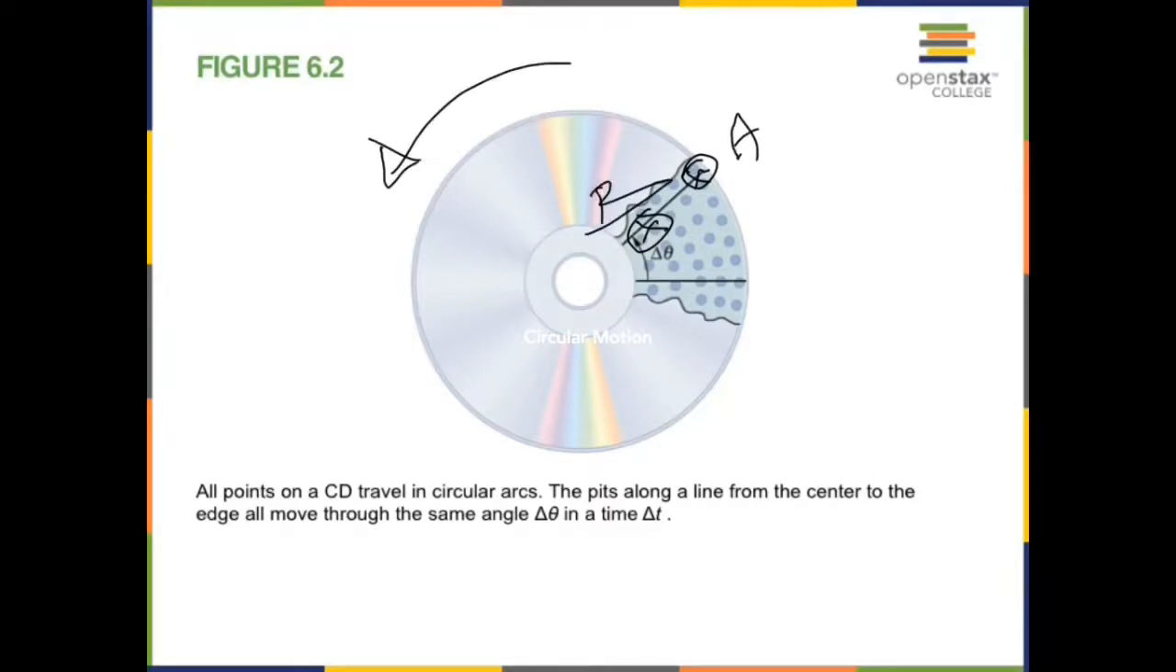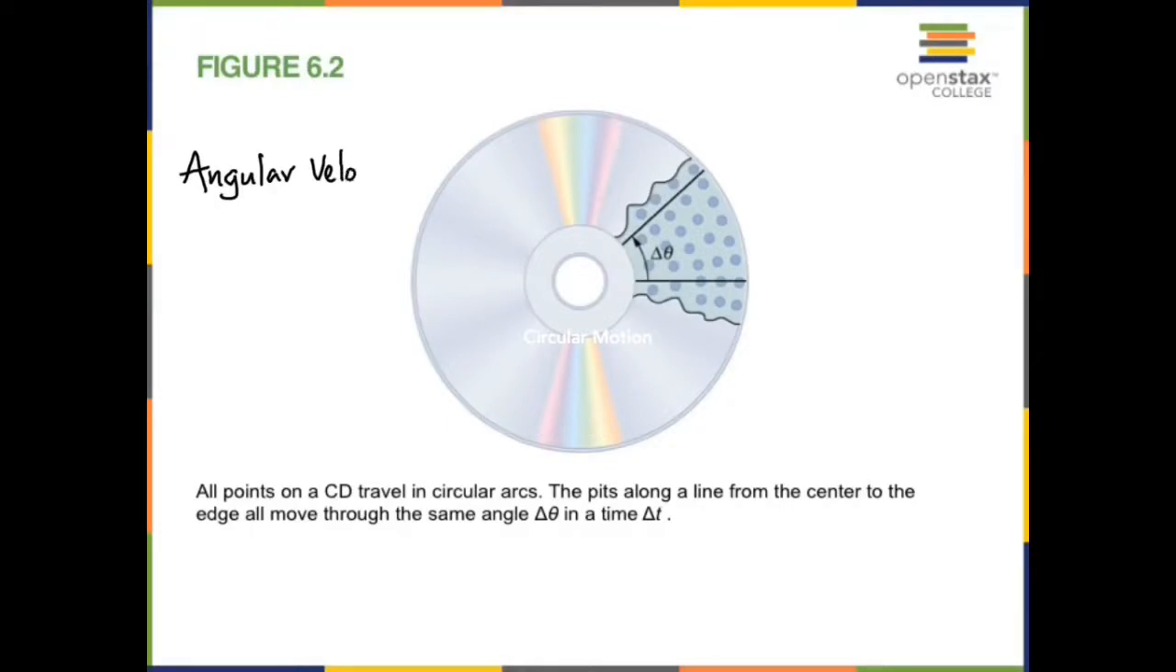So angular velocity is represented by the letter omega and is defined as the angle divided by the time taken. The unit of angular velocity is radians per second. So angular velocity is angle divided by time, and so angle is not measured in degrees, it has to be measured in radians. Therefore angular velocity is measured in radians per second.